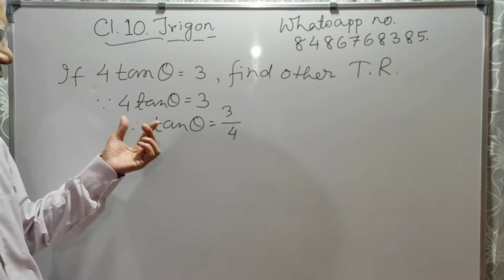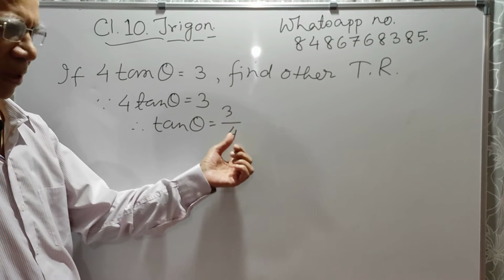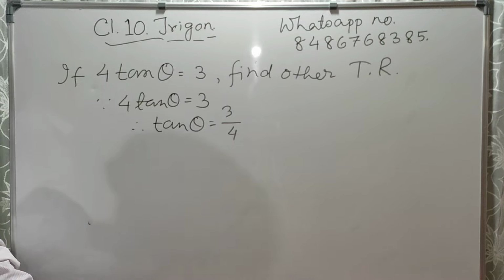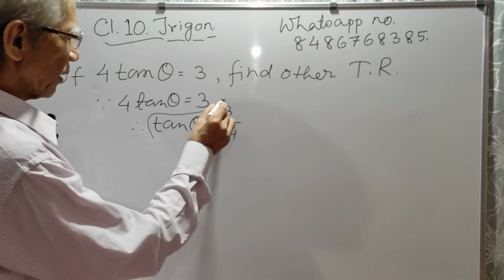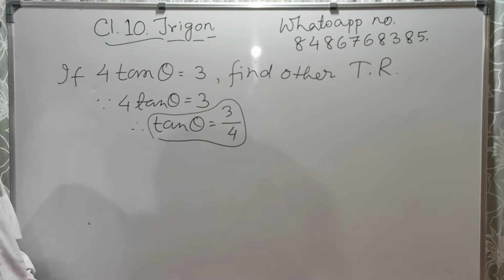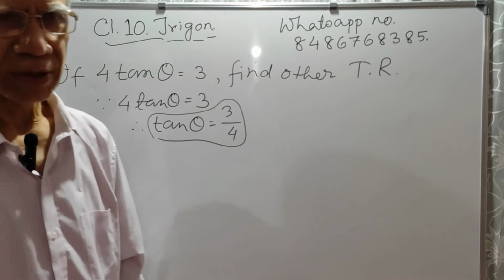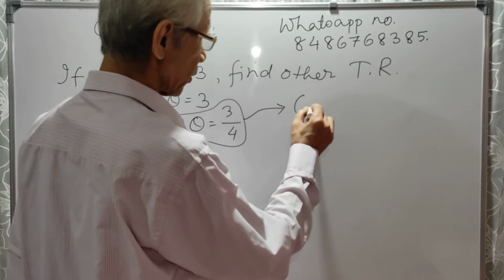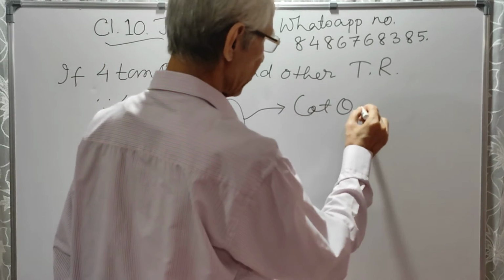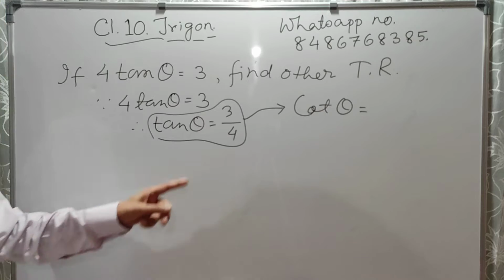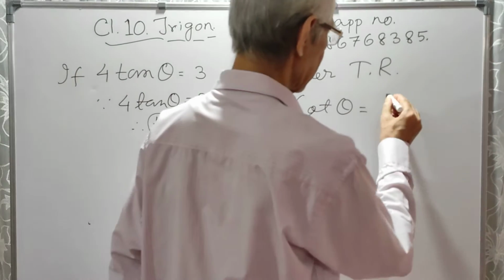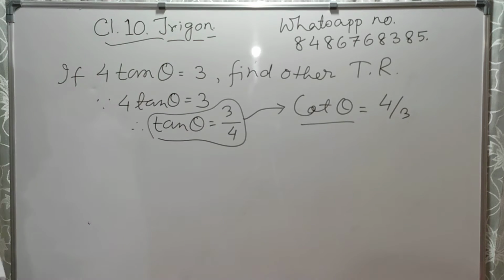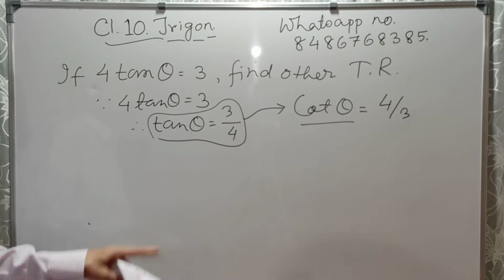So instead of giving the value directly like tan theta equal to 3 by 4, the question was given like this, 4 tan theta equal to 3. That means now the tan is given. Now from tan, let us find out the other 5 trigonometric ratios. Directly we can find cot, because cot is reciprocal of tan. If tan is 3 by 4, cot must be 4 by 3. So you see, immediately we got cot.